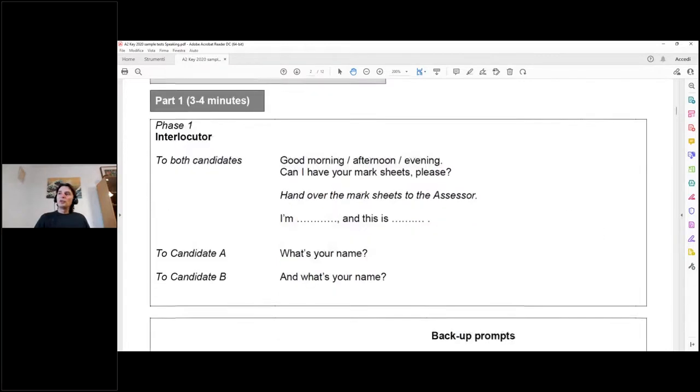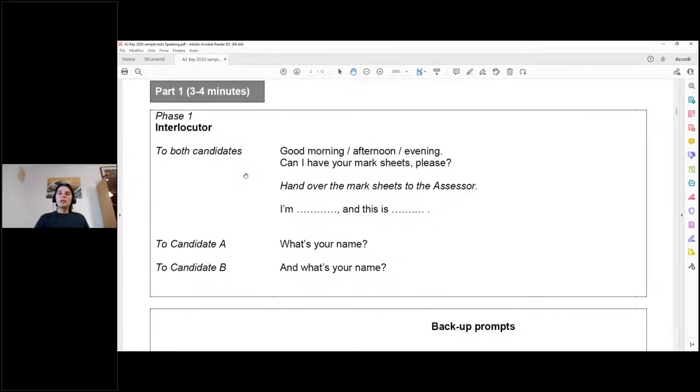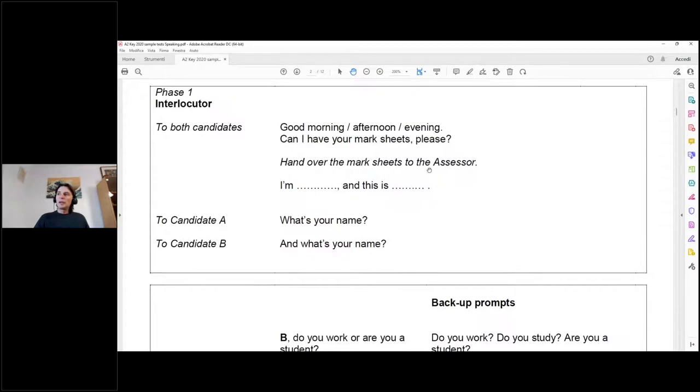We're going to do part 1 first. Part 1 is when I greet my students. I'm going to say good morning, good afternoon, or good evening, depending on what time we are meeting. Then I'm going to ask you, can I have your mark sheets, please? Remember, the mark sheet is the paper where you wrote your answers for the reading, writing and listening parts. So, can I have your answer sheets, please? At this point, you hand over the mark sheets to your assessor.